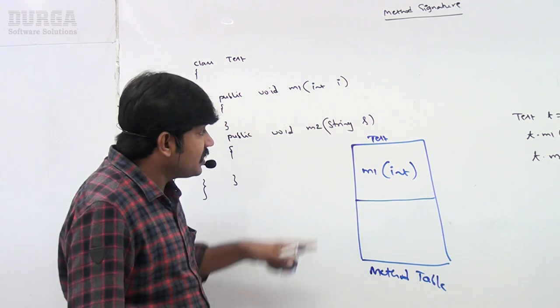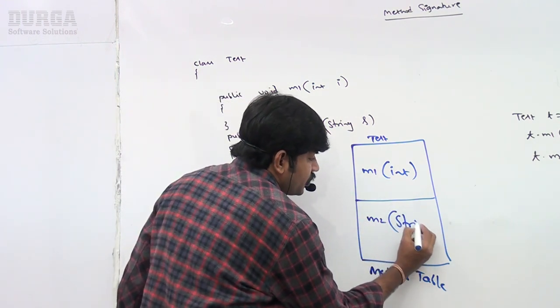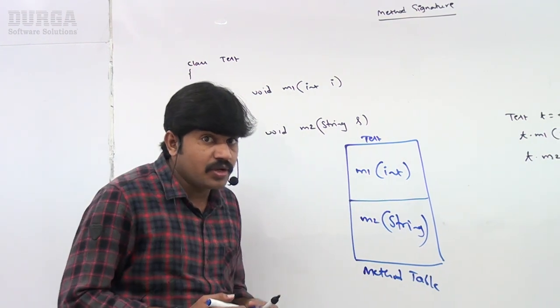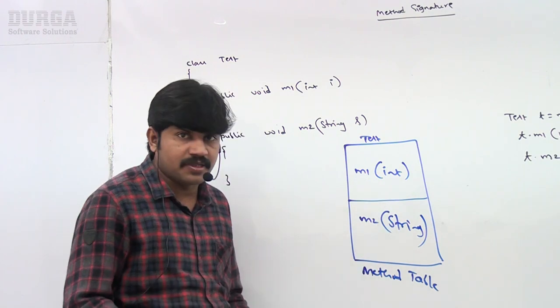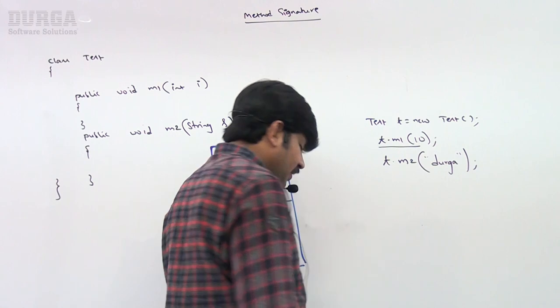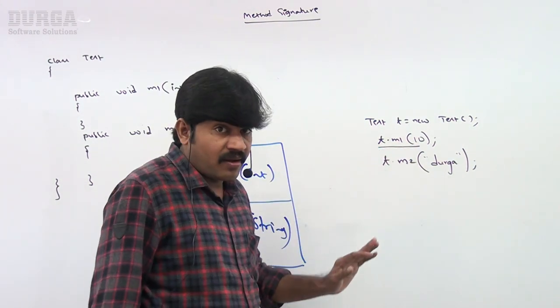M1 of int. What is the signature of the second method? M2 of string. Regarding M2 of string, sir, the method signature contains only the method name followed by argument types. Now, sir, observe P dot M1 of 10. How can the compiler decide whether it is a valid method call or not?